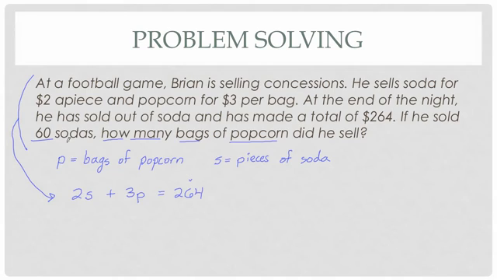All right, but now we can use some stuff we know, right? We know he sold 60 sodas, so S actually equals 60. So let's substitute 60 in for the number of sodas. And then we can use our problem solving skills to figure out, well, how many bags of popcorn did he sell? We're going to solve for P.